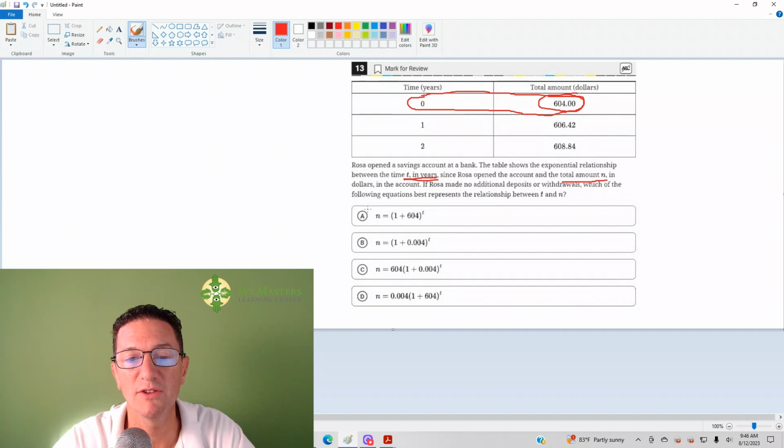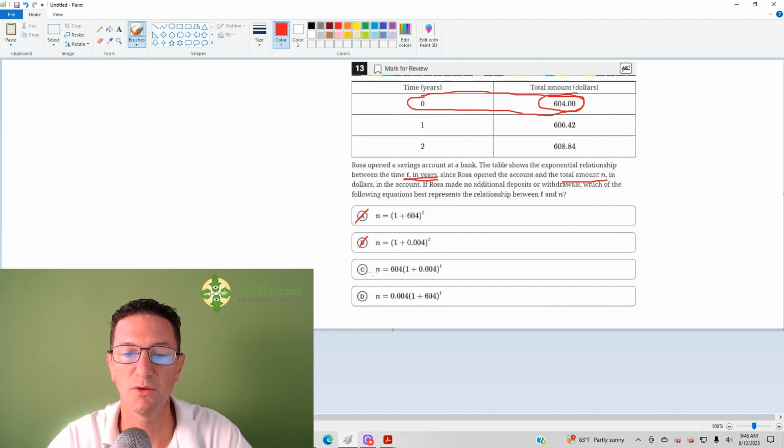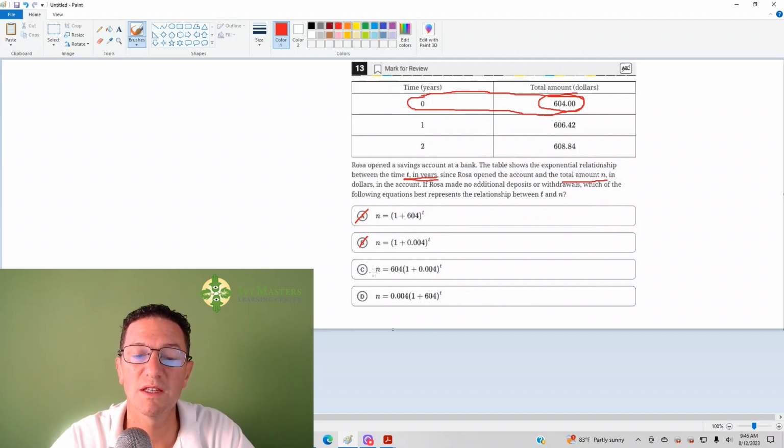Keeping that in mind, answer choice A, if you plug in 0 as your exponent, you're going to get 1. We need 604. Answer choice B, we get 1. We need 604. Answer choice C, we plug in 0. Then we get 1 plus 0.004, and you get 1.004 inside the parentheses to the 0 power, which is going to be 1, times 604. That'll give you 604. So it looks like C is your correct answer.